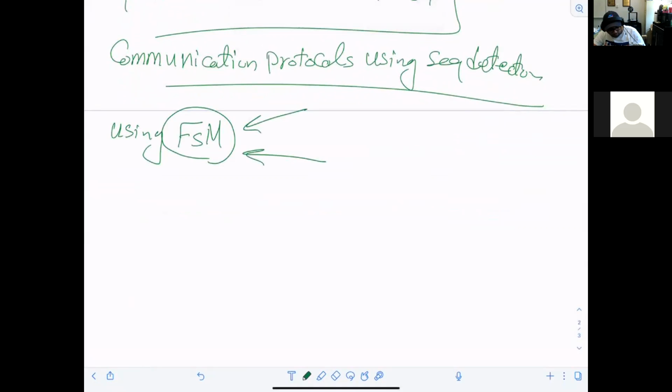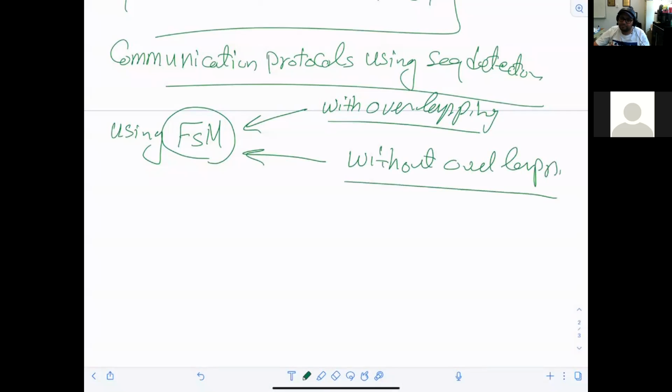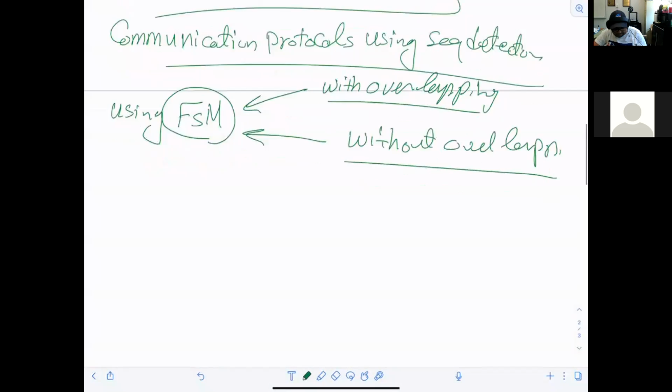And the sequence detector has two different modes: one is called with overlapping, and the other one is without overlapping. What does it mean? We need an example.